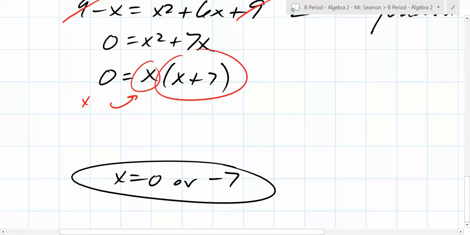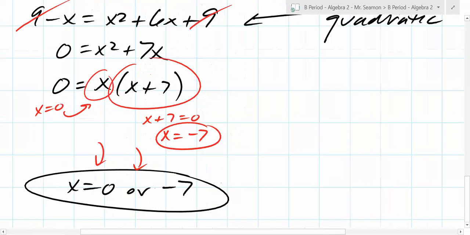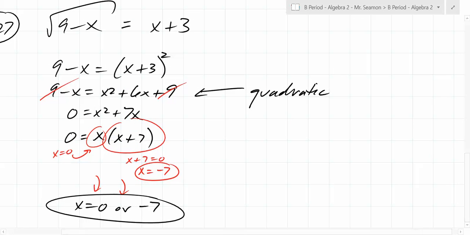How do you make that 0? Well, no, it's x. How do you make x 0? You make it equal to 0. How do you make x plus 7 equals 0? X is equal to negative 7. So that's where these 2 come from. But now what do you do once you have these 2 values? You better check them, because one of them really isn't going to work.